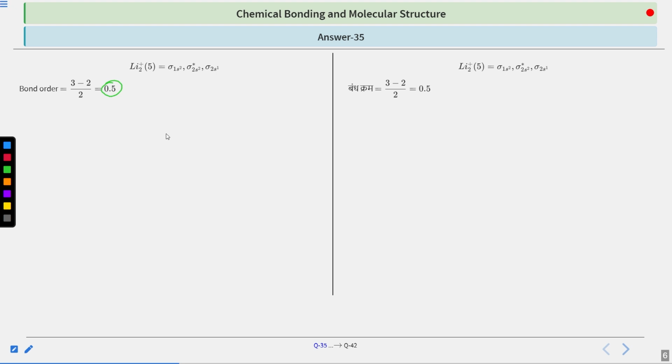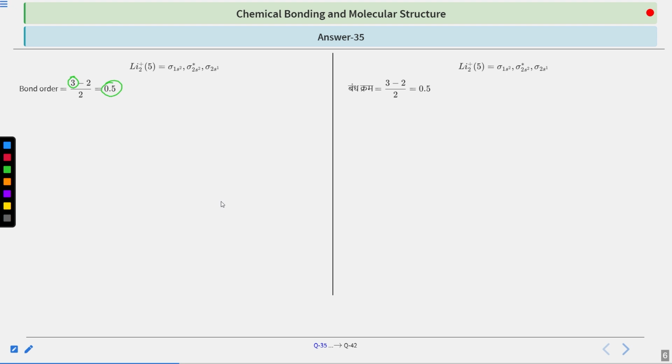Now you can see that both have the same bond order, but the number of electrons in bonding has decreased. In the previous case it was 4 minus 3, and this time it is 3 minus 2. So the number of bonding electrons has decreased, and the number of anti-bonding electrons has also decreased. Due to that reason it is less stable.